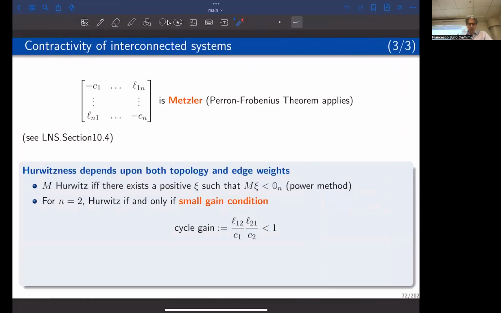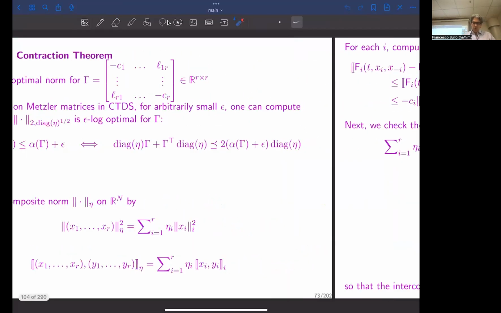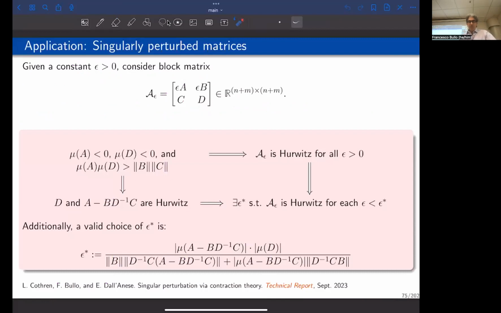There's a collection of, and I want to encourage you to be curious about the Hurwitzness property for Metzler matrices, and there's a lot of equivalent conditions for the Hurwitz property of a Metzler matrix. In fact, from there, you can easily extract the information that you need in order to define and compute the optimal norms that we have been discussing. All right. And the proof is rather quick and straightforward.